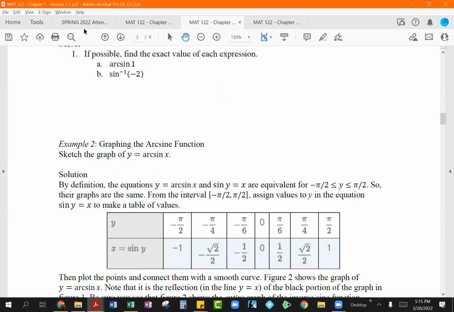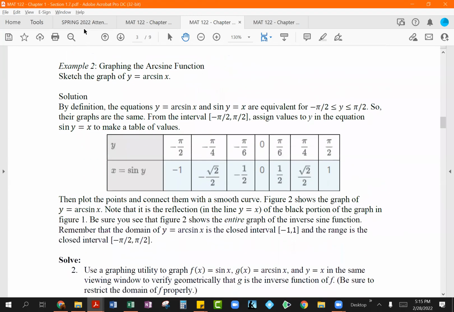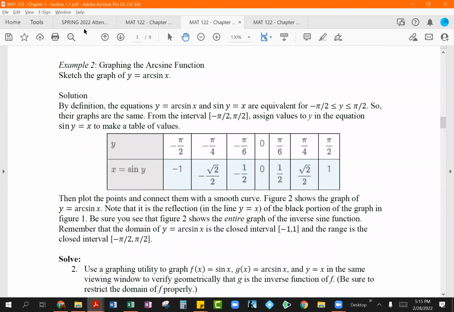If you look at the graphs for the arc sine function, they're walking us through the steps over here. Remember how your domain and range have switched. So in this case, you almost want to work backwards. You start by picking your x values, which represent the sine of y.